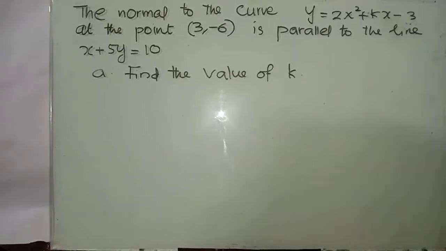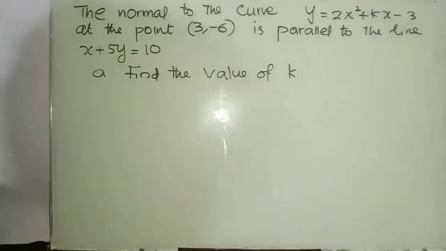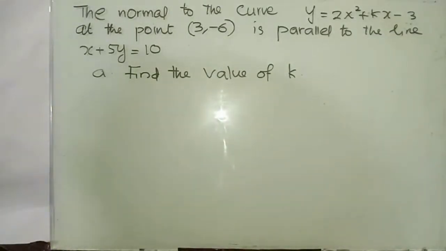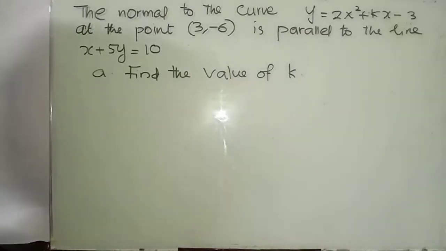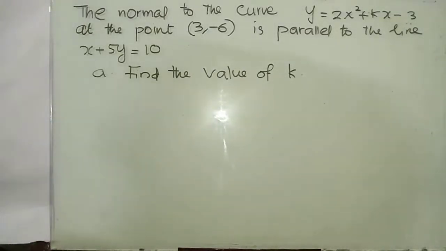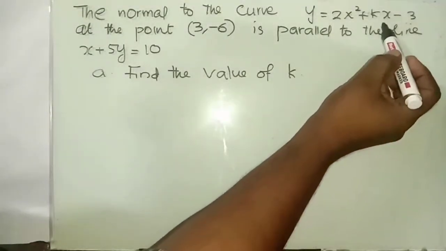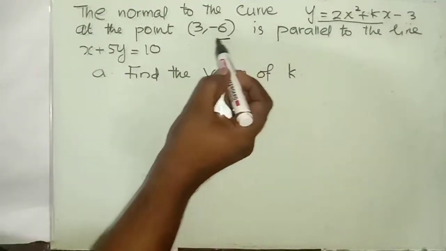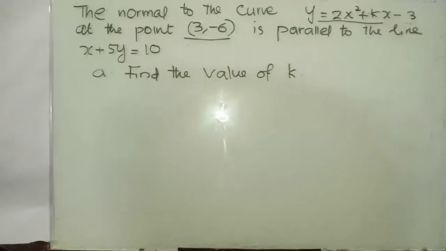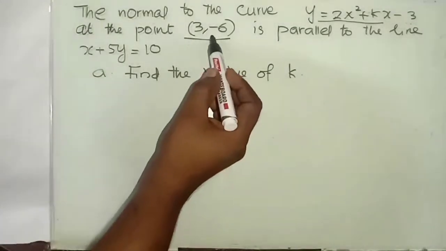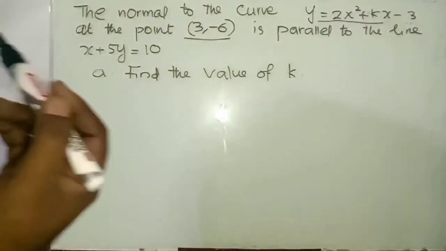Another question. The normal to the curve y is equal to 2x square plus kx minus 3 at the point 3, minus 6 is parallel to the line x plus 5y is equal to 10. Find the value of k. To find the value of k, it is a very simple process. We have the equation of the curve and a point on the curve. Just substitute this point into this equation, and we get the value of k.